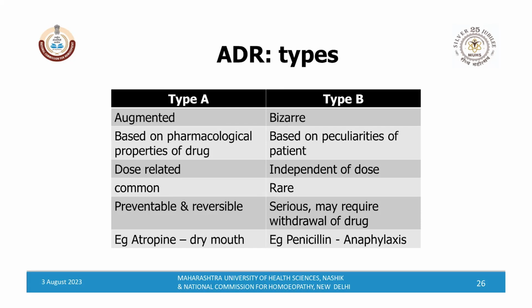Let's take again an example. Atropine, which is an anticholinergic drug. Now, as a part of its pharmacological action, atropine reduces or decreases the secretion of various glands of the body as a part of its pharmacological property.